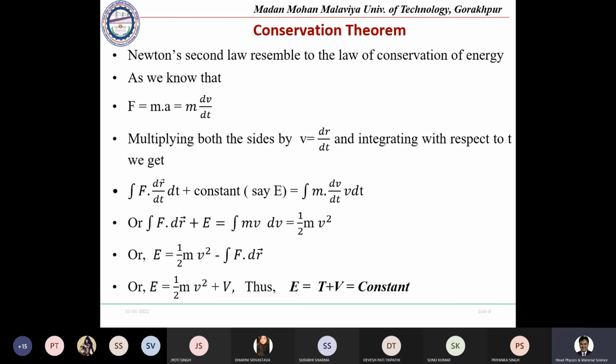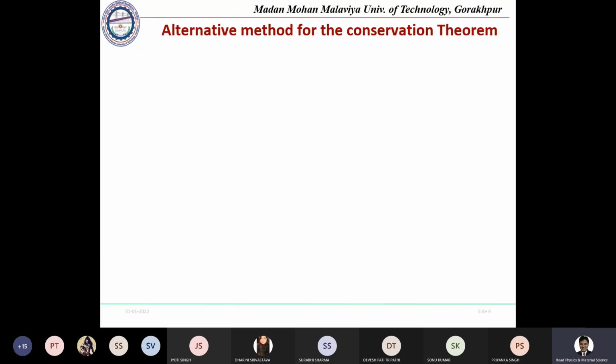That's why you can say that Newton's second law of motion resembles the law of conservation of energy again. There is another alternative method I have seen, and I wish to suggest to our students how alternatively we can prove this theorem. This theorem we can prove here. Just a witty technique I have taken into consideration.